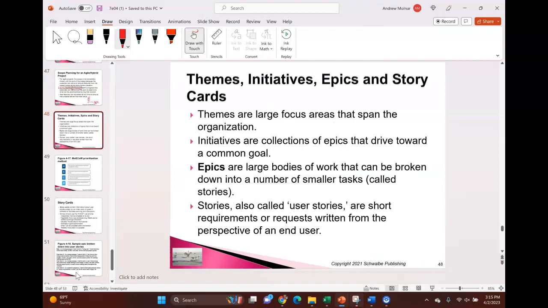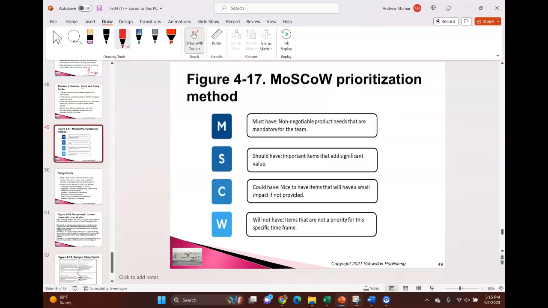Okay? Epics are super large stories. You'd want to break those down into useful stories that you can do along the way. One way to do that is called MoSCoW. That's a way to prioritize. MSCW forms the term MoSCoW, okay?